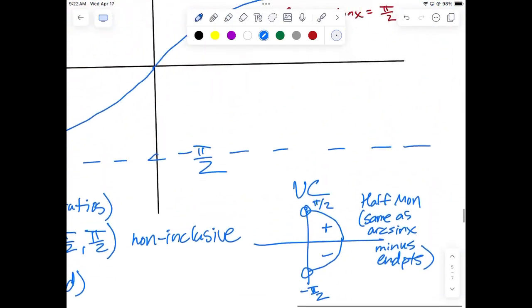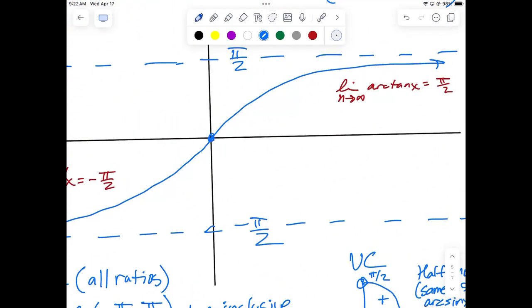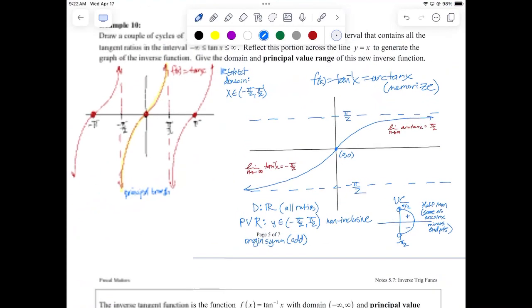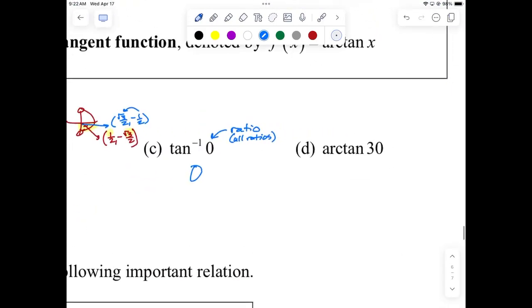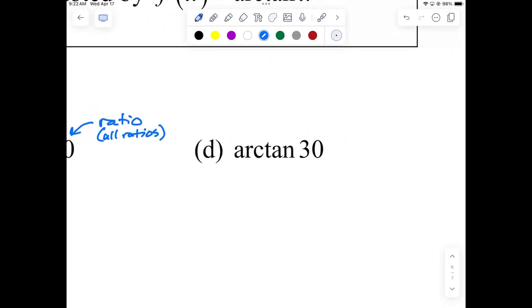Think about the graph of arctangent. Doesn't the graph of arctangent pass through the ordered pair 0, 0, just like the graph of tangent does? So tangent of 0 is 0, and inverse tangent of 0 is also what? 0. They both pass through the origin. Okay. Arctangent of 30.